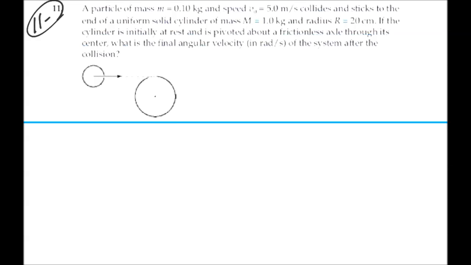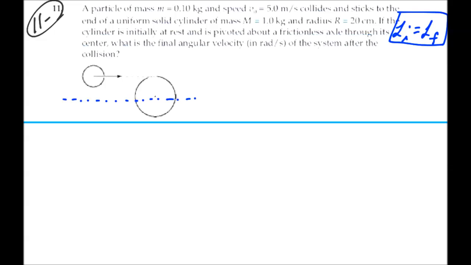This is kind of similar to the last problem. We're going to approach it in the same way. One thing we can say right off the bat is that angular momentum will be conserved. So our initial angular momentum will equal our final angular momentum. And we do have an initial angular momentum here. It's all supplied by this moving mass m.